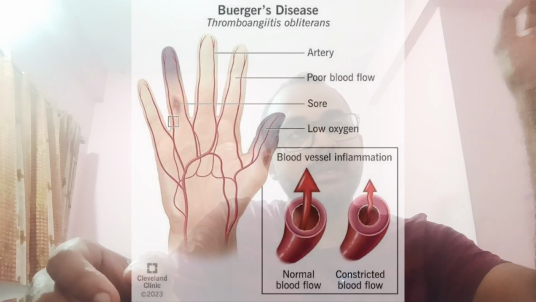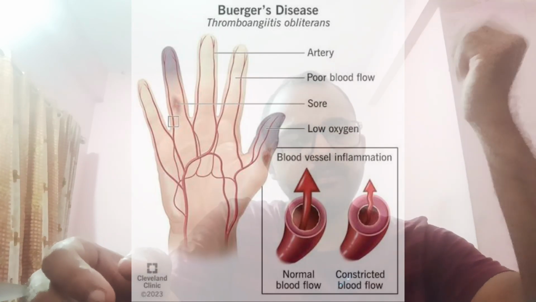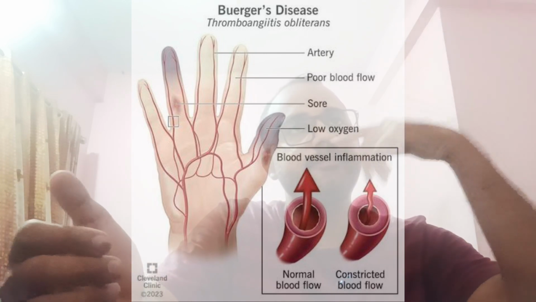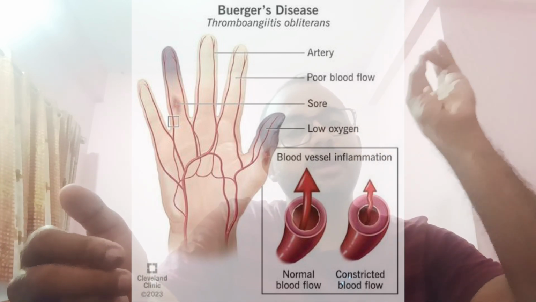It is a segmental inflammatory vasculitis which is mainly seen in the small and medium-sized arteries and veins, typically in the extremities of the body, like the tip of the finger or a toe. The arteries which are involved are mainly the tibial artery and radial artery.